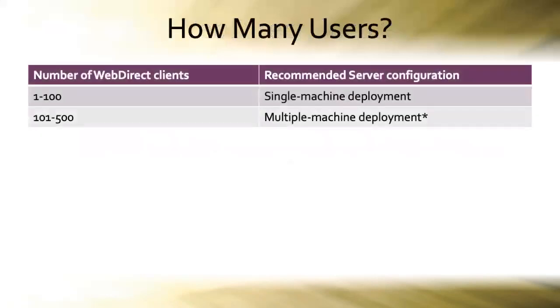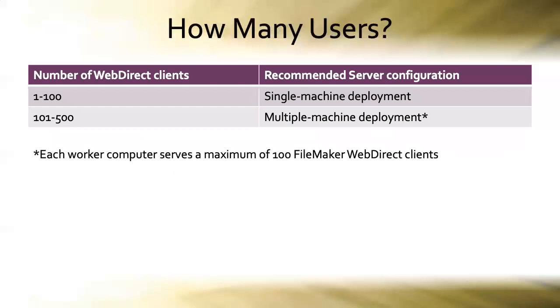How many users does it support? A maximum of 500. But if you have more than 100 or expect more than 100 people to connect to your database using WebDirect, you're going to need to move to a multiple machine FileMaker Server deployment. That is, your FileMaker Server installation will have to have more than one machine to support those additional users. In fact, it works on a 100-to-1 ratio where each additional worker computer installed in your FileMaker Server configuration can serve a maximum of 100 FileMaker WebDirect clients.